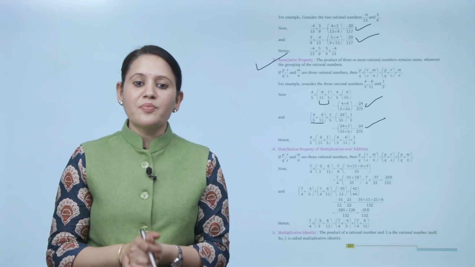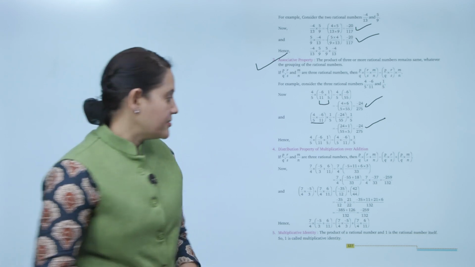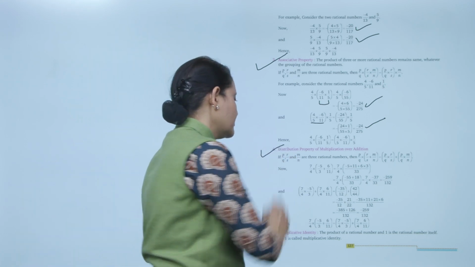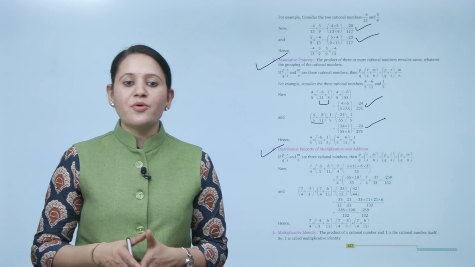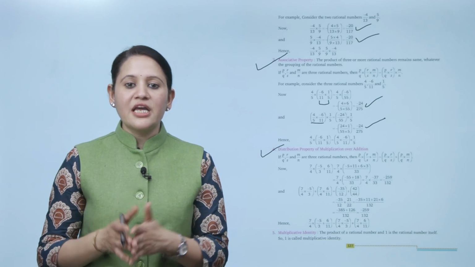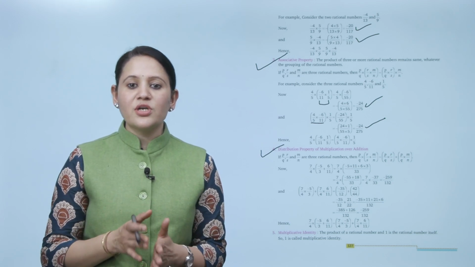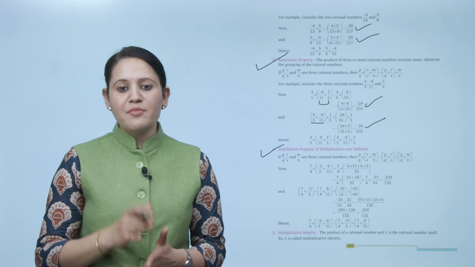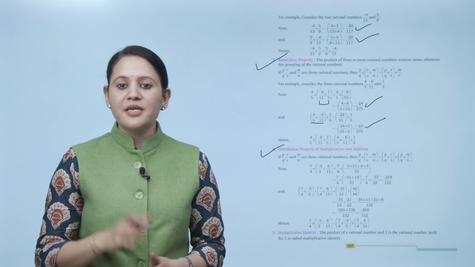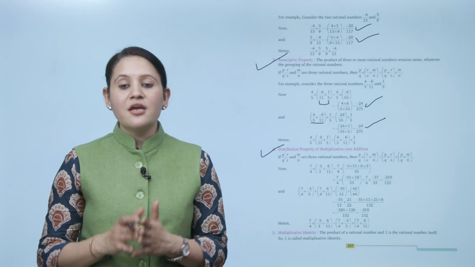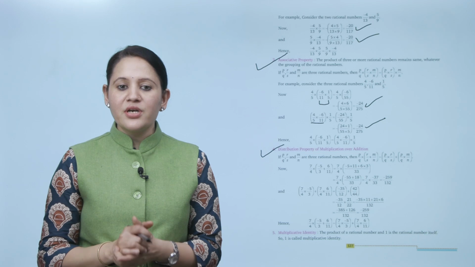Next is distributive property of multiplication over addition. If p upon q, r upon s and m upon n are three rational numbers, then p by q into r upon s plus m upon n equals what? p by q into r upon s plus p by q into m upon n.